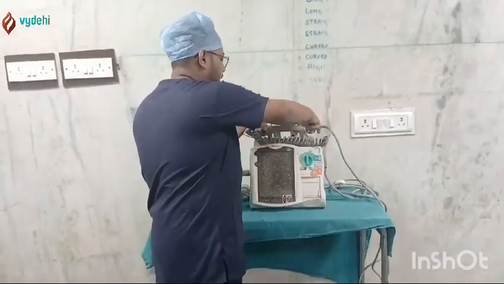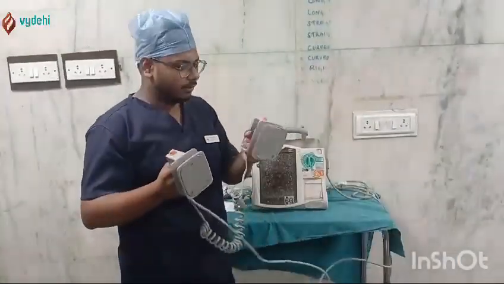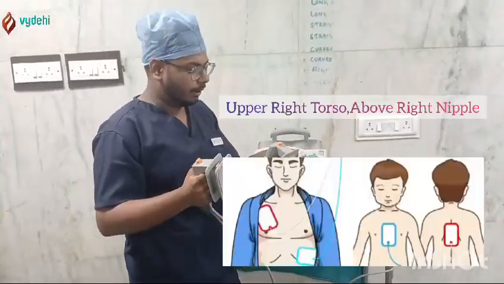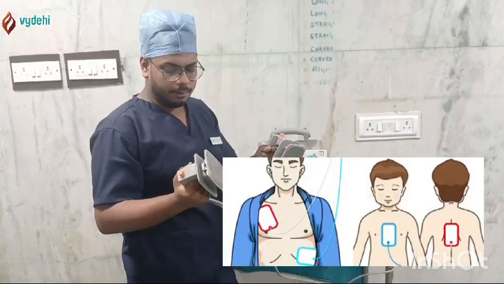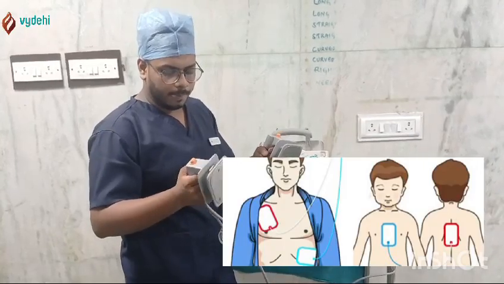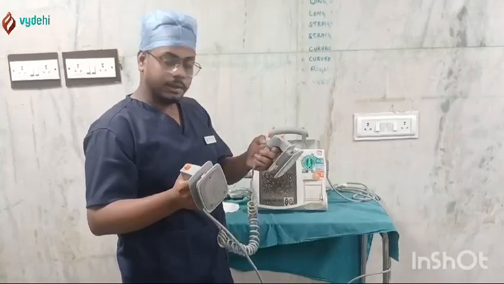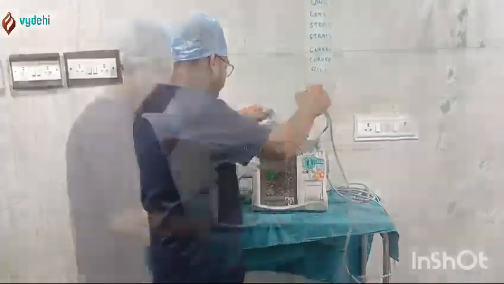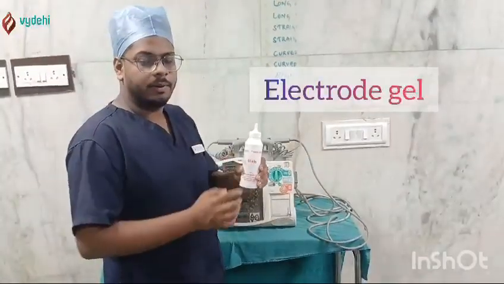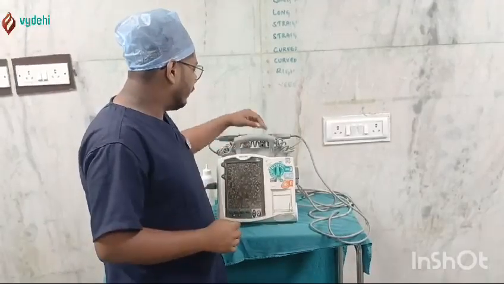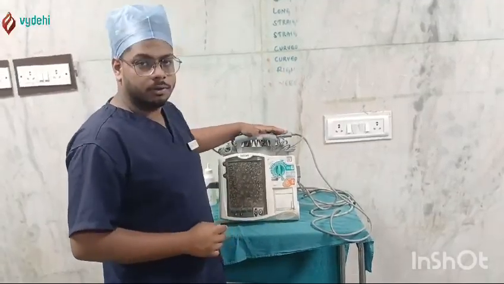As you can see, there are two paddles. One is for the right side and one is for the left side. For the right side, you have to place the paddle on the upper right torso above the nipple. And for the left side, you have to place the paddle at the bottom of the pectoral muscle for male and under the breast for female. So this is electrode gel. Before placing paddles on the chest, you have to put electrode gel.